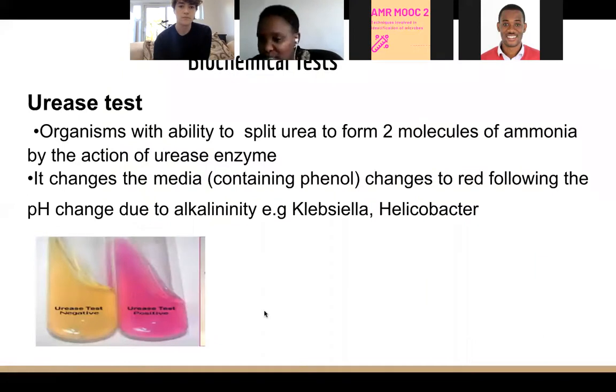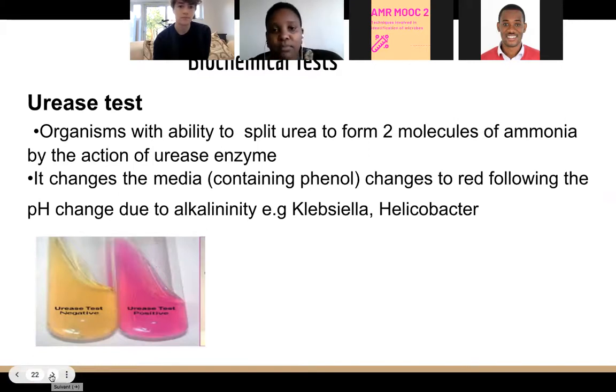Another one, we have biochemical tests. These are tests which are used to differentiate between different colonies of bacteria or different strains of bacteria with or without certain enzymes. For example, we have the urease test. This is special for those organisms with the ability to split urea, and then it causes the change of the media to red. As an example, we have Klebsiella and Helicobacter. These are urease positive species of bacteria. Whenever you have your media and you find it negative, it stays like this. And after growing your species, it changes to pink. You can know that the bacteria that have grown in this culture are urease positive. It has urease, which is capable of splitting urea.